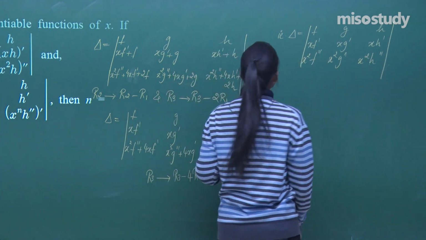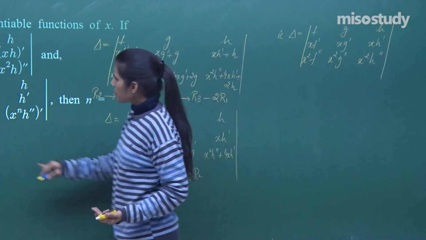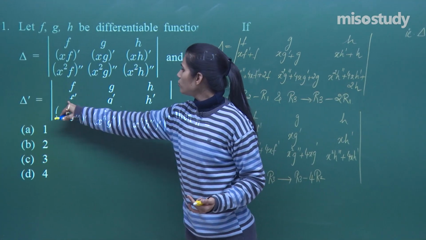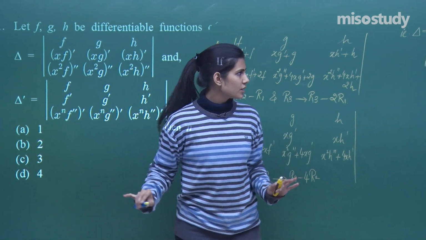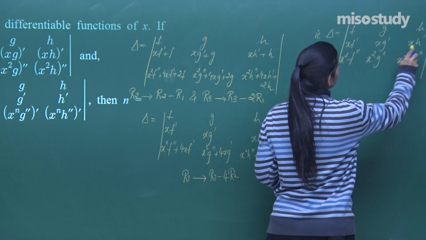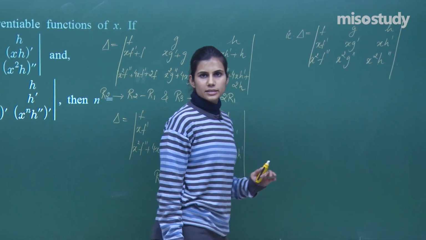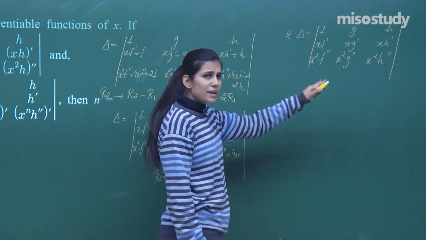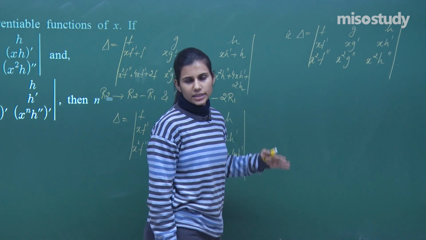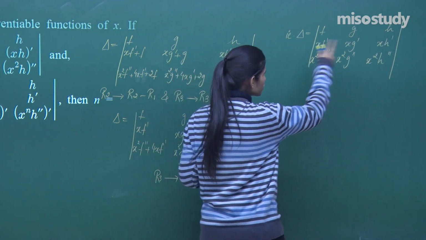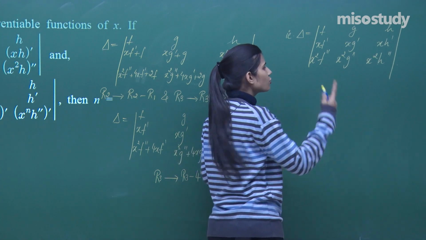Now you can see in my delta dash, there is no x here, only x is present in the third row. So I am going to make my second row also free from x and keep every x in the third row only, so that I get closer and closer to delta dash representation. First row already is free from x, let me make the second row also free from x.